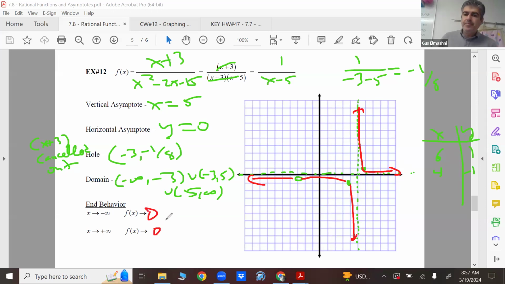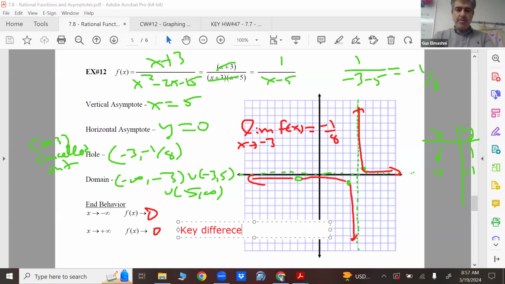So there you go. So again, why is negative 3 not a vertical asymptote? Because the limit as x approaches negative 3 from either side is going to be negative 1/8, not infinity. This function does not approach infinity as x goes to negative 3. If it did, it would be a vertical asymptote. It's because it approaches a number. So that's a key difference between the two.